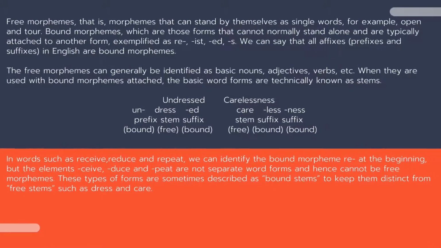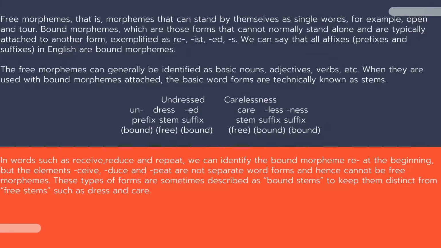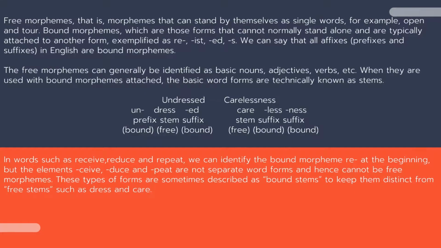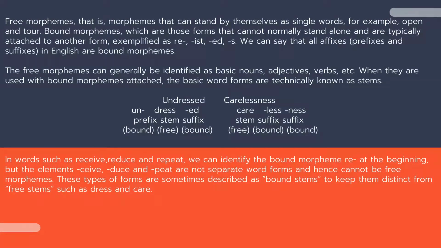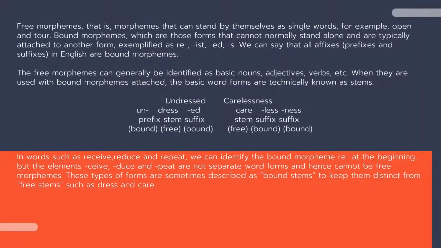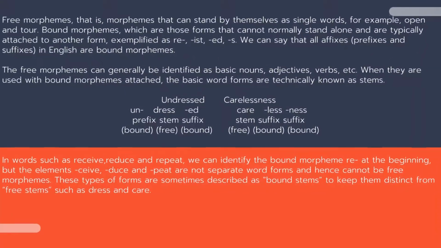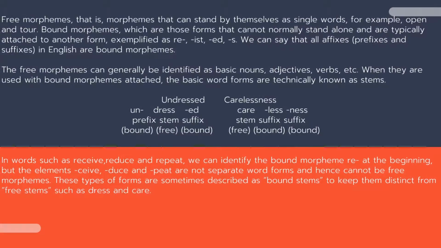Free morphemes, that is, morphemes that can stand by themselves, are single words. For example, open and tour. Bound morphemes, which are those forms that cannot normally stand alone and are typically attached to another form, are exemplified as re-, -ist, -ed, -s. We can say that all affixes, prefixes, and suffixes in English are bound morphemes.